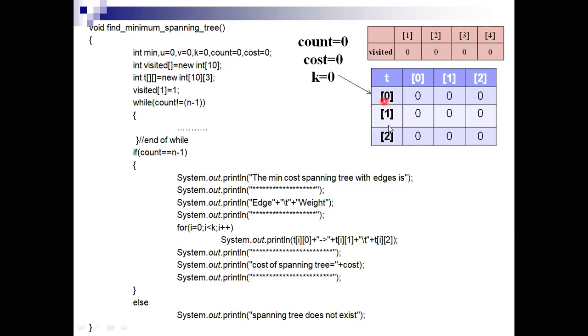I used here for illustration 3 rows because I have 4 vertices. I need only 3 edges. So what are my 3 edges? How do I know? So I should store it somewhere, right? So I use a T array.